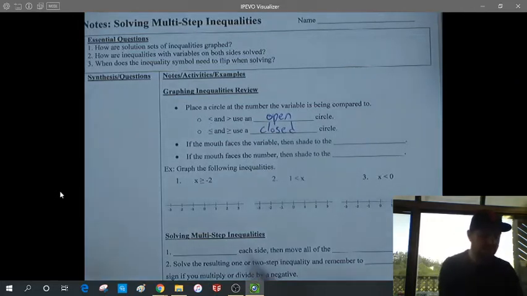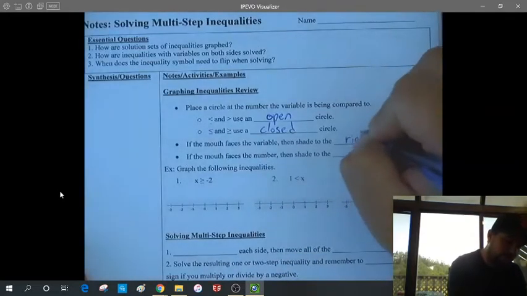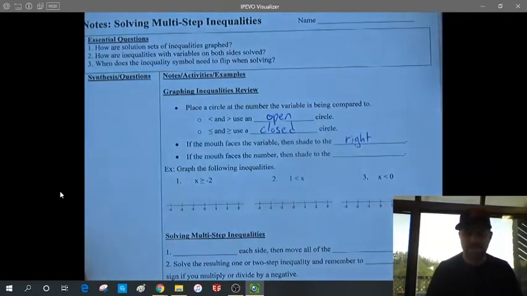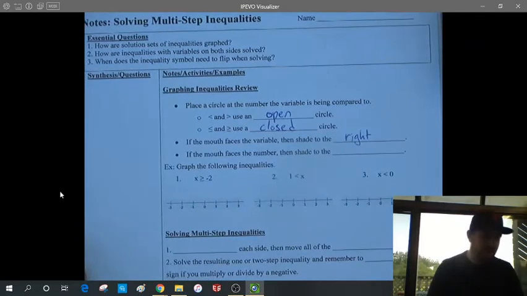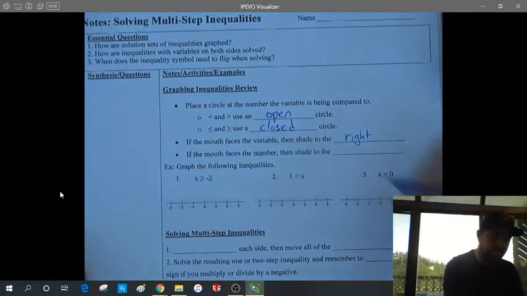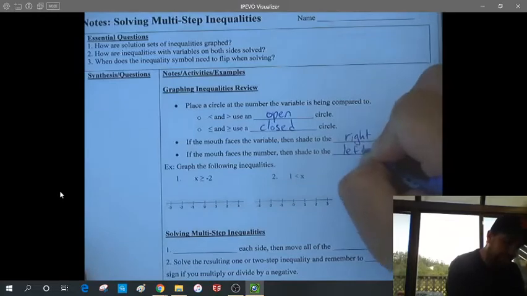Okay, and then we had, if the mouth faces the variable, then we're going to shade to the right, because we want to show all the numbers that are greater than the number it's being compared to. And if the mouth is facing towards the number, then we want to shade to the left.